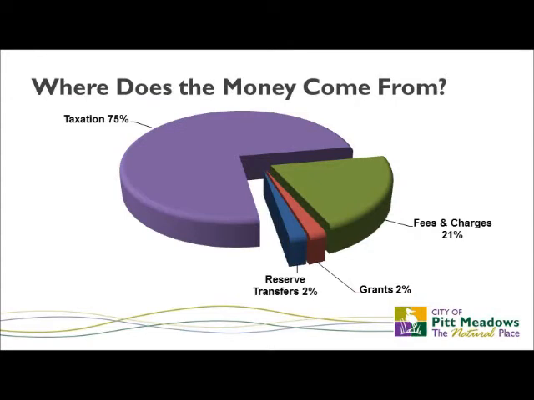This pie chart depicts where the city obtains its money to pay for its expenses. As you can see, we receive our revenue mostly from taxes at 75% of budgeted revenue and 21% from fees and charges.